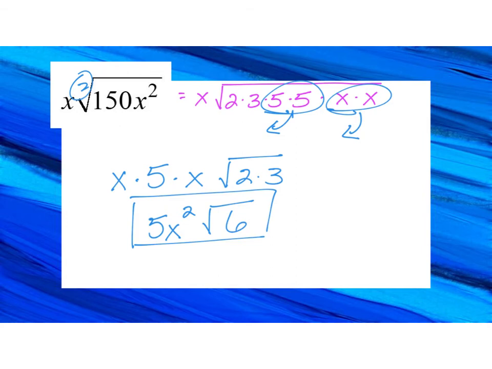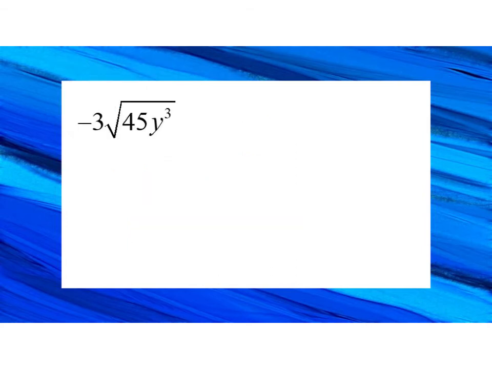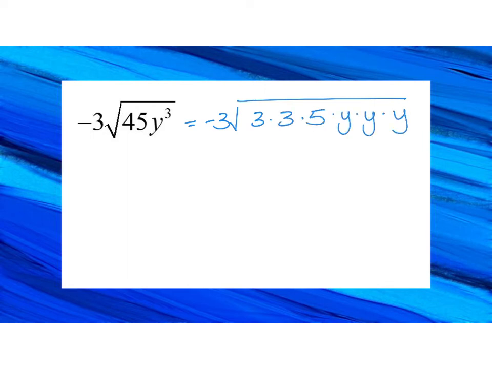Let's try some more. So now we have something special hanging out here. We have that negative. So that negative is still going to hang out there. So we have a -3. And let me expand out what I have, which would be 3 times 3 times 5 times y times y times y.